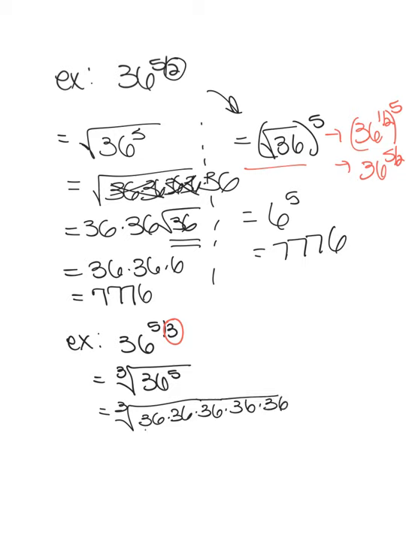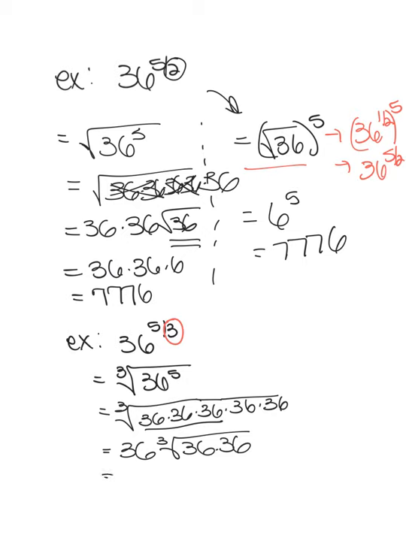Now, since it's a cube root, I'm going to need 3 of the same thing in order to take 1 out. So I have 3 36s. I'll get a 36 out, and that's going to leave me with the cube root of 36 times 36. Now, if I couldn't go any further with this, I would just simply multiply those under the radical, and put them together as one number.